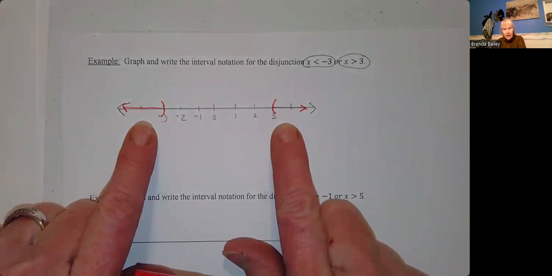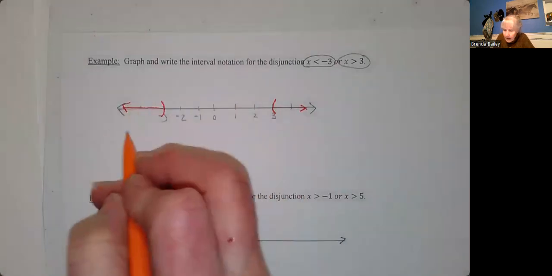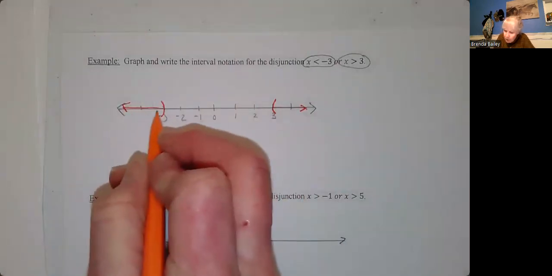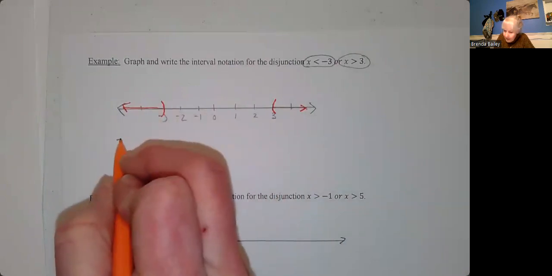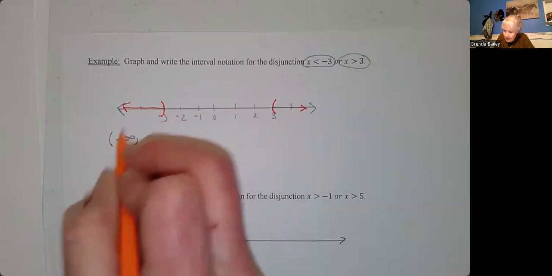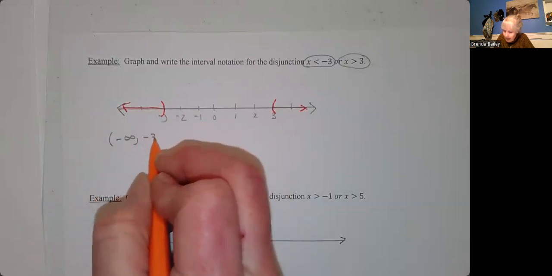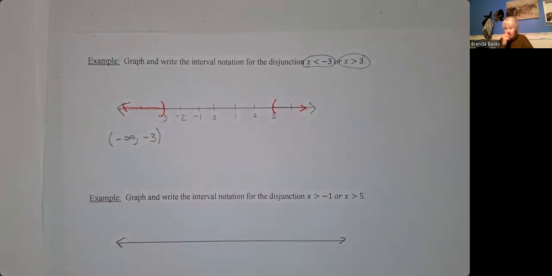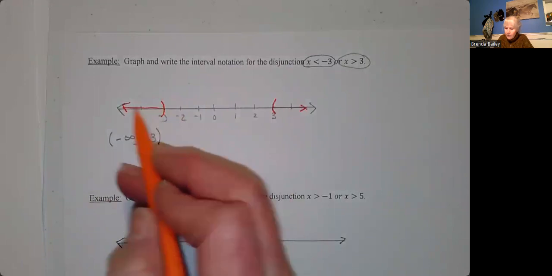But the interval notation, how do we write that? The interval notation, you do the sections separately. We have -infinity, because this arrow is going left forever, to -3. And it's a parentheses. It's not included. So this right here is the interval notation for this section.